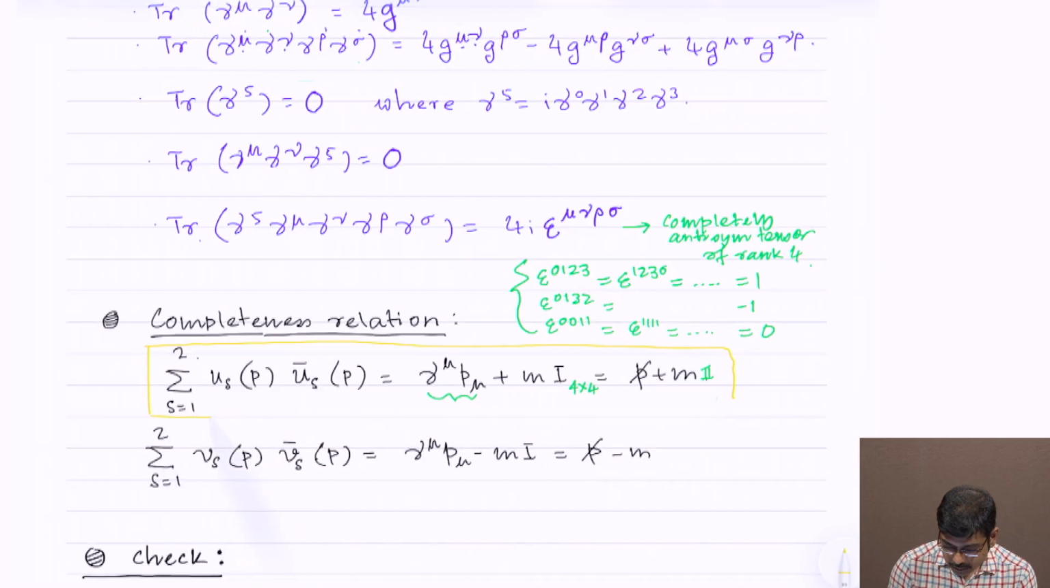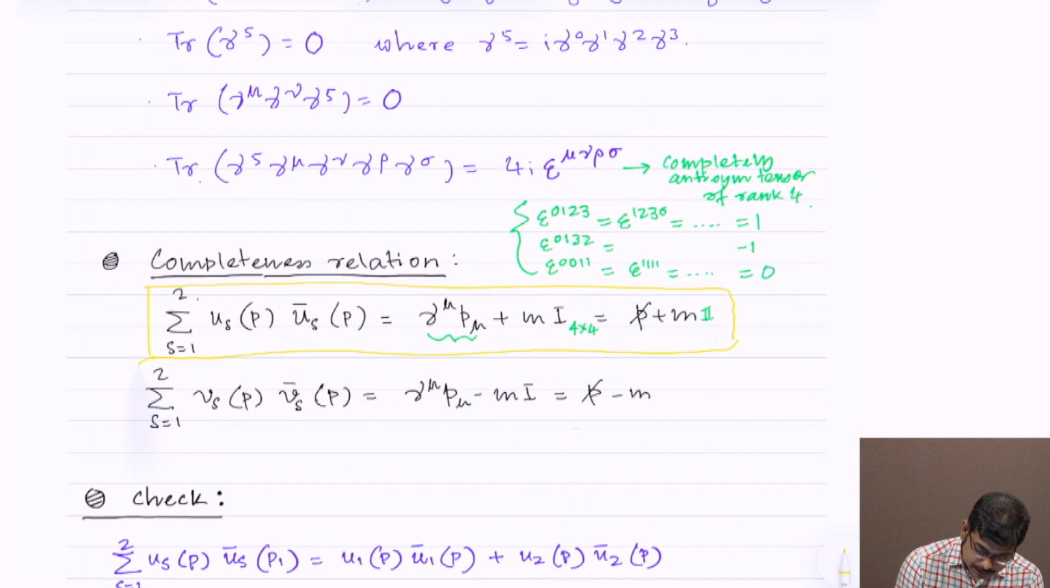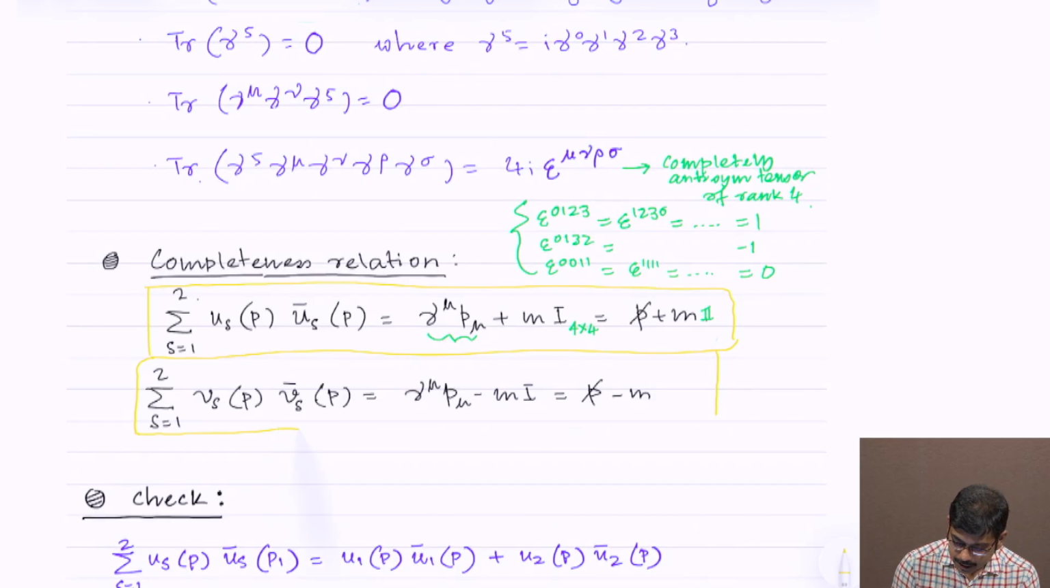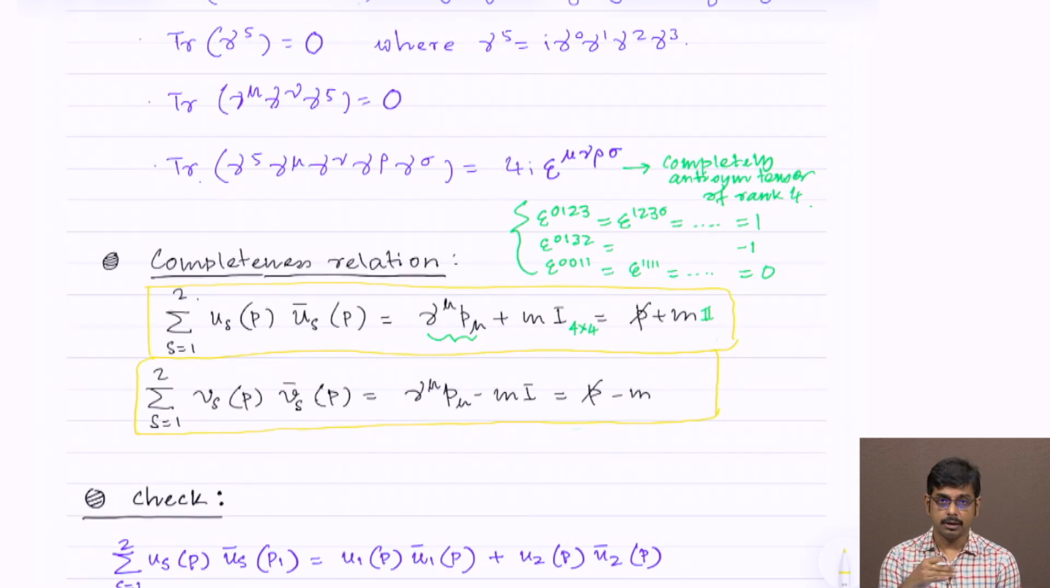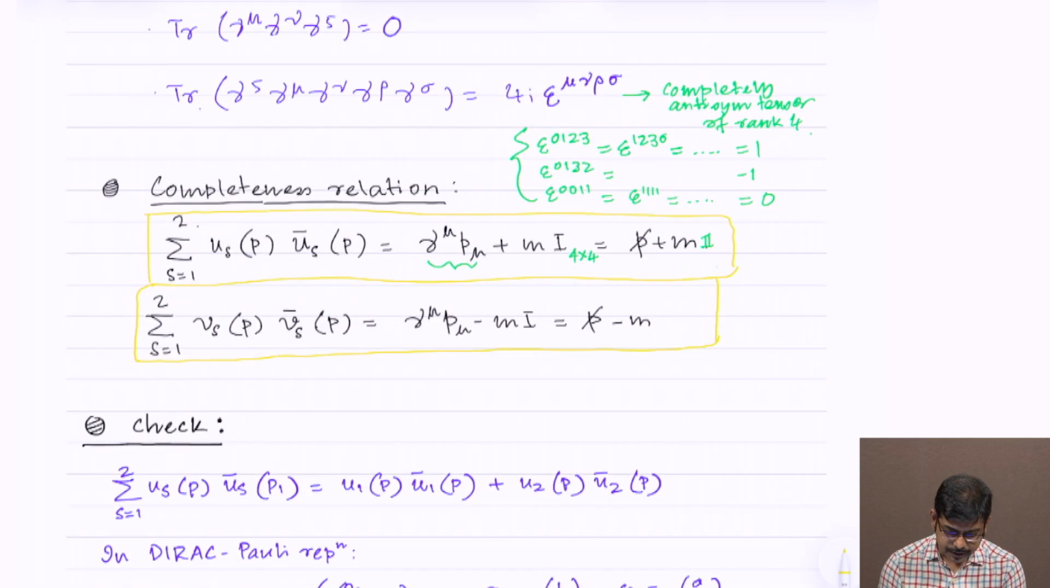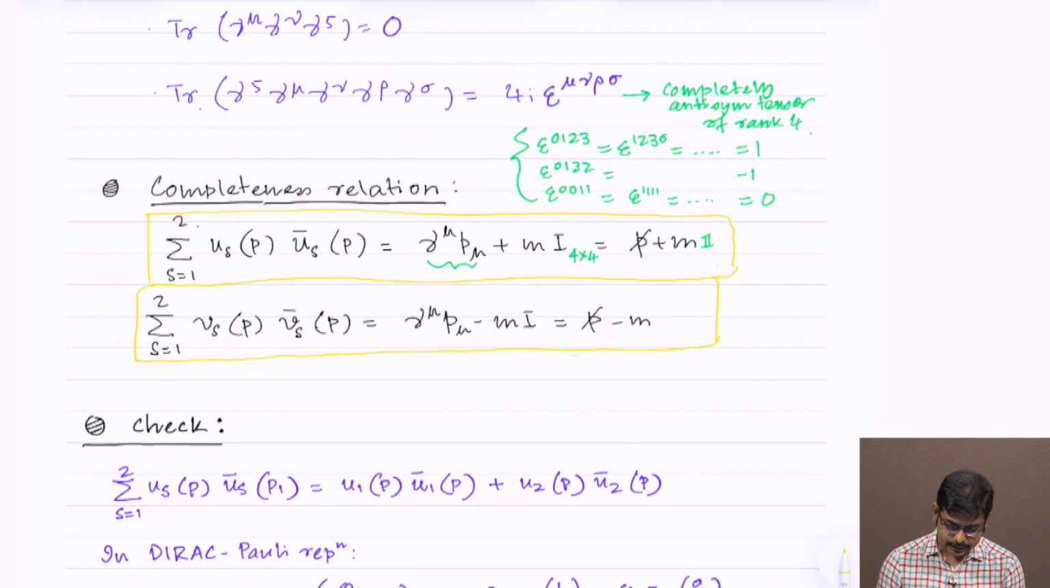And there is also a completeness relation involving the antiparticle spinors like V_s and V_s bar P, that will be given by gamma^mu P_mu minus M, or P slash minus M, when summed over both the spin states, like s equal to 1 and 2. Let us check the first relation.